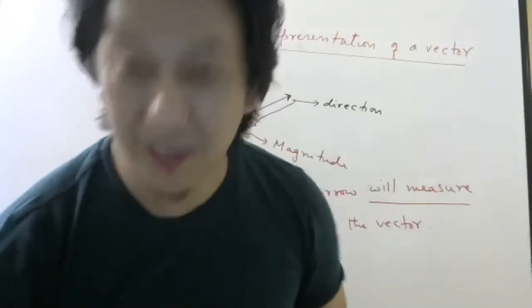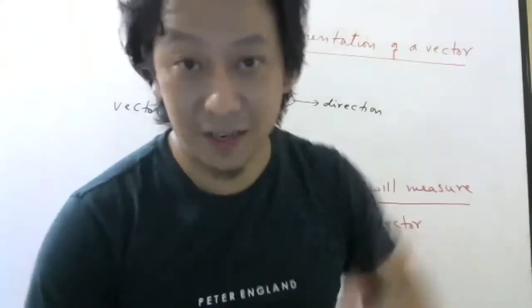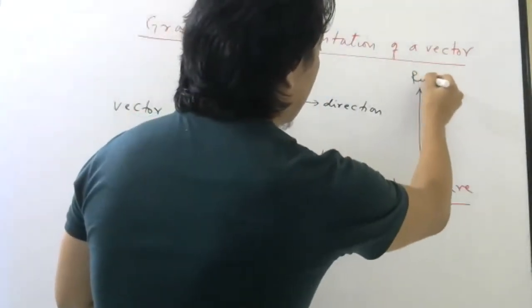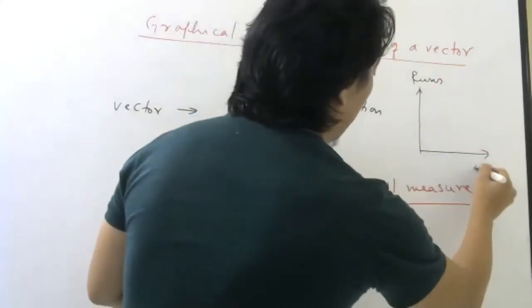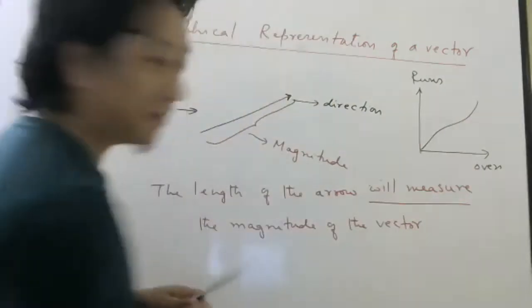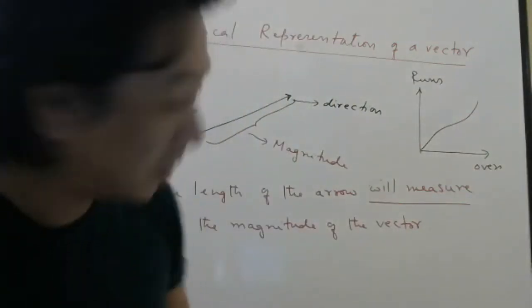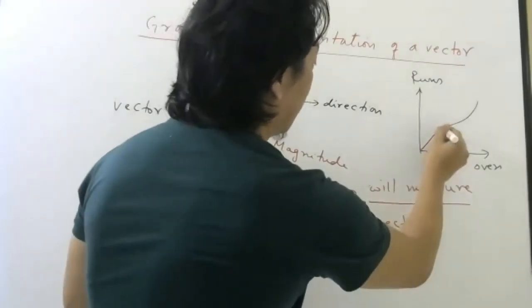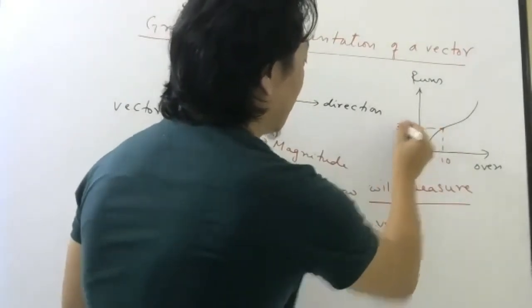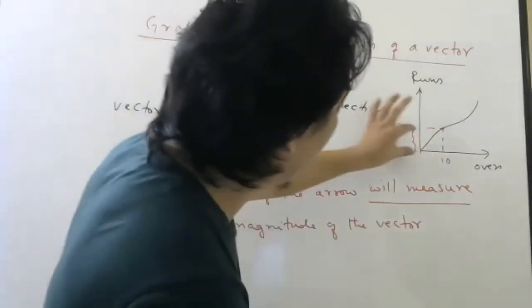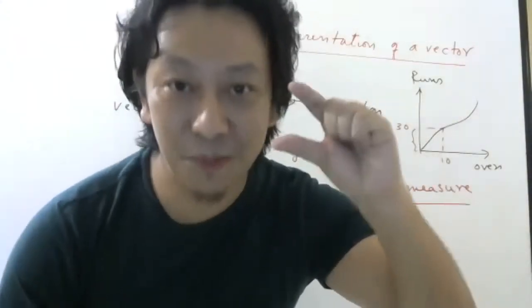Similarly, when Virat Kohli scores 100 and you draw his graph, runs versus overs, and the graph is looking like this, let us say in 10 overs he scored 30 runs. So this much is used to represent what?